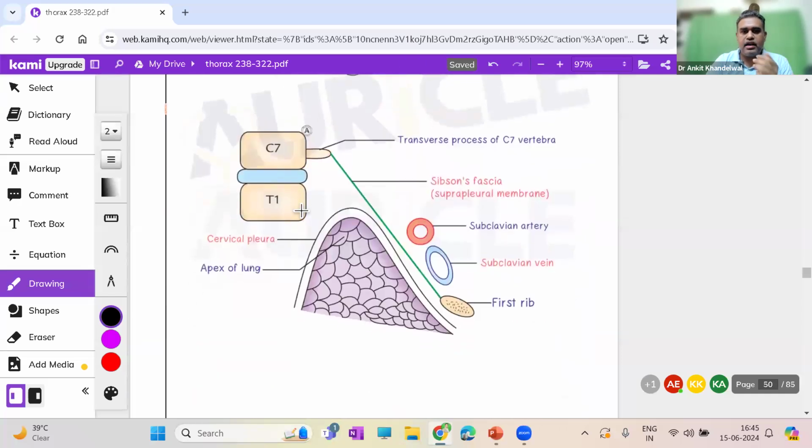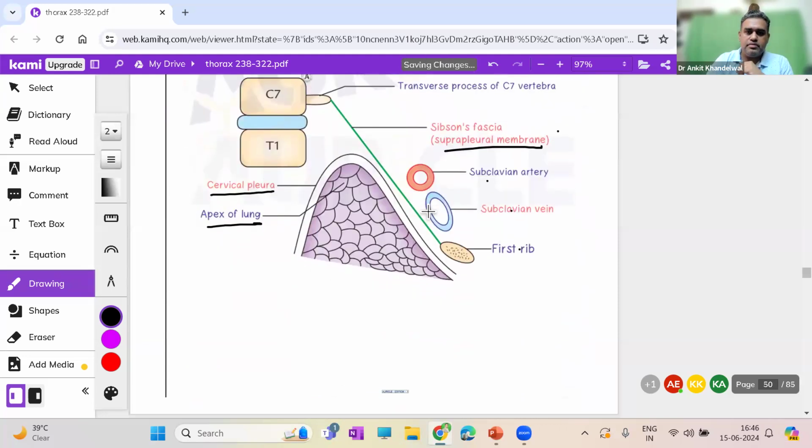Again, this diagram you can make: the apex of lung at the top covered by pleura, and this is your Sibson's fascia, and you have the vessels over here. This is your Sibson's fascia.